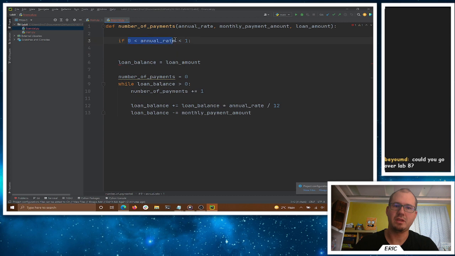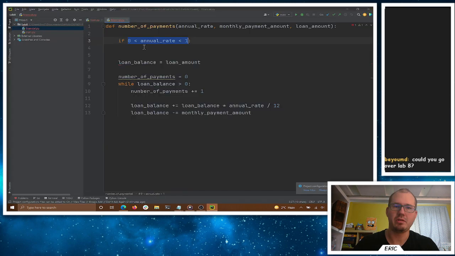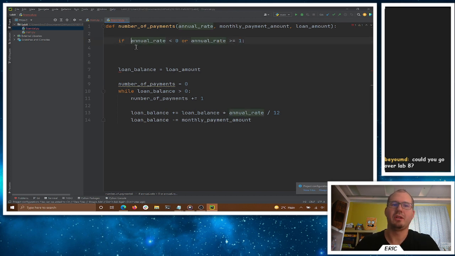Right? So this is the good version here. If it's greater than or equal to 0 and less than 1. So really, we don't want either of that. We want the opposite. So if its annual rate is less than 0, or the annual rate is greater than or equal to 1, that's the case then. So if either one of these is true, it's invalid, we'll raise a value error.